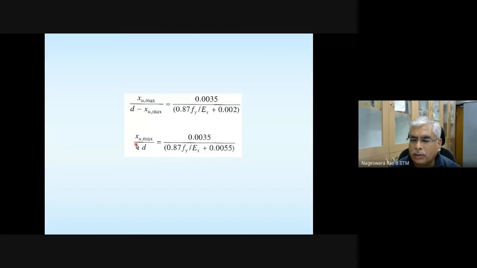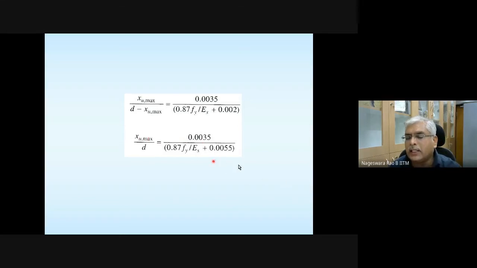If your XU divided by D is exactly going to be equal to this, then it's a balanced section. If your XU divided by D is greater than this, it's going to be over reinforced. And as per limit state method, over reinforced section is not recommended. You need to redesign the section. So now, if this is clear to you, are there any questions here?